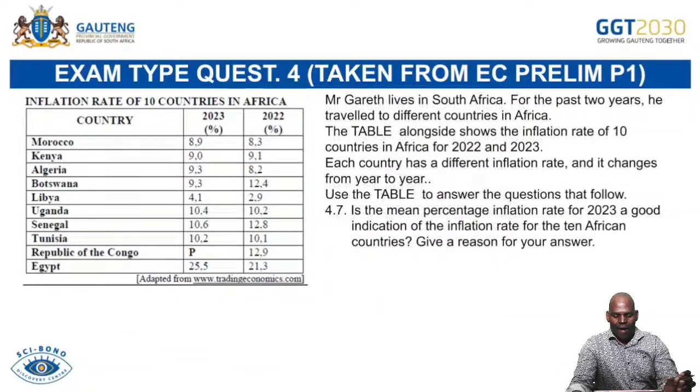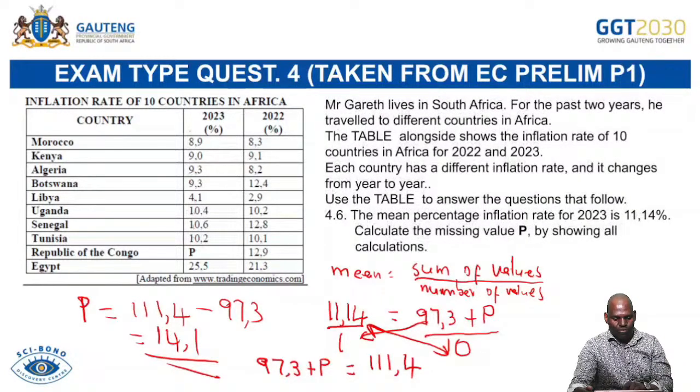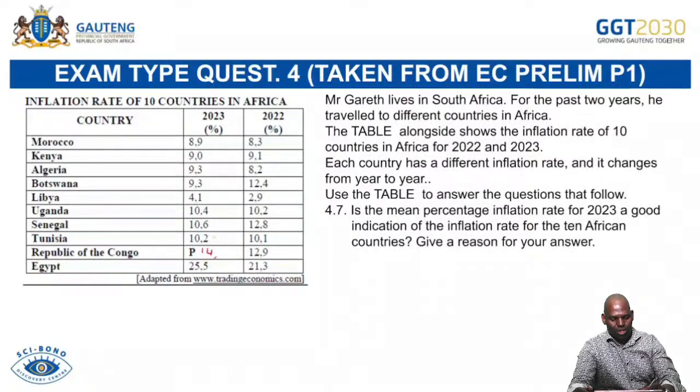Okay. And then the last question, because time is not on my side, that is 4.7. Is the mean percentage inflation rate for 2023 a good indication of the inflation rate for the 10 African countries? Give a reason for your answer. 2023. Remember the value of P, we said it's 14.1.